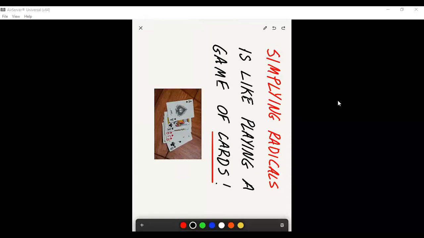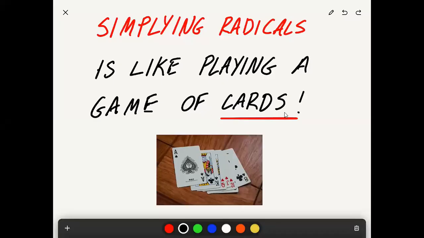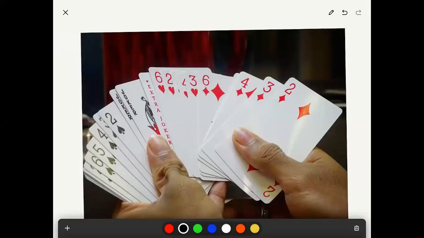Here's what I'm saying. Simplifying radicals is basically like playing cards. If you've ever played a game of spades or something else where you have to have pairs of cards, then you understand how to simplify radicals, right? This is just a deck. You can see it has jokers, so this is a deck of 54 cards. Normally there's 52 cards, but if you include the jokers, it's 54.